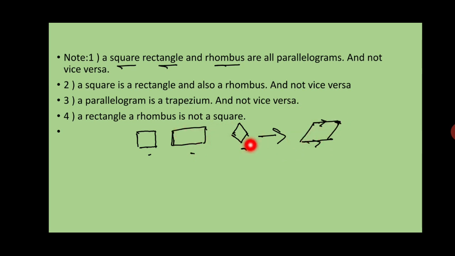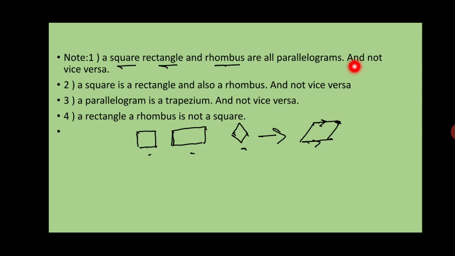See, these opposite angles are equal. Here also opposite angles are equal. Therefore, a rectangle is also a parallelogram. Then this is a rhombus. Is it a parallelogram? Yes, here also opposite sides are equal and parallel. See here, opposite sides are equal and parallel, as well as opposite angles are also equal. Here also opposite angles are equal. Therefore, a rhombus is also a parallelogram, right?